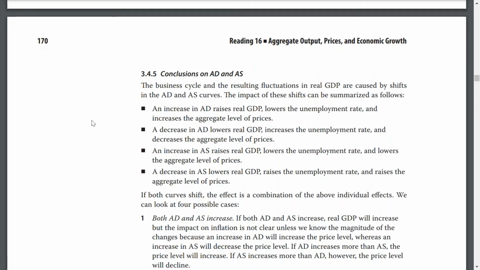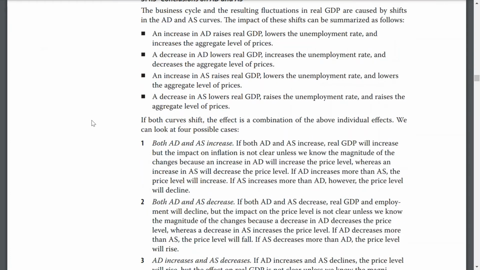An increase in aggregate supply raises the GDP, lowers the unemployment rate, and lowers the aggregate level of prices. A decrease in aggregate supply lowers real GDP, raises the unemployment rate, and raises the aggregate level of prices. If both curves shift, the effect is a combination of the above individual effects. We can look at four possible cases.